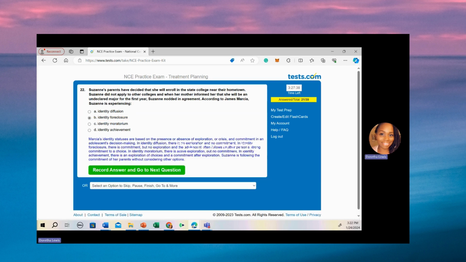Identity foreclosure. Marcia's identity statuses are based on the presence or absence of exploration or crisis and commitment in adolescents' decision-making. In identity diffusion, there is no exploration and no commitment. In identity foreclosure, there is commitment, but no exploration, and the adolescent often follows another person's strong commitment to a choice. In identity moratorium, there is active exploration, but no commitment. In identity achievement, there is an exploration of choices and a commitment after exploration. Suzanne is following the commitment of her parents without considering other options.